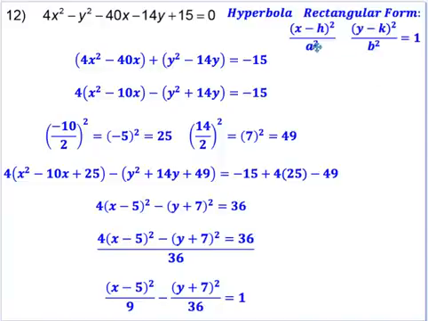Okay, in class we went through the other problems. You need to know how to do this completely. There's going to be lots of test questions on it, and you need to know how to do it.